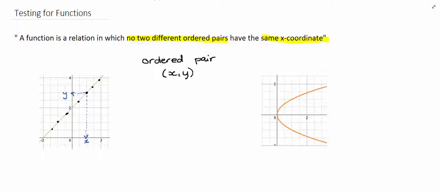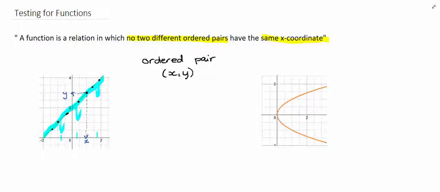So we can see in this case here, as we move along that line and have a look down at the different x values, we've always got a different x value. So for any given point, there's only ever going to be one x value with the same point.